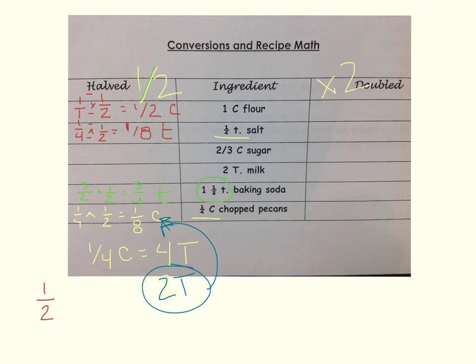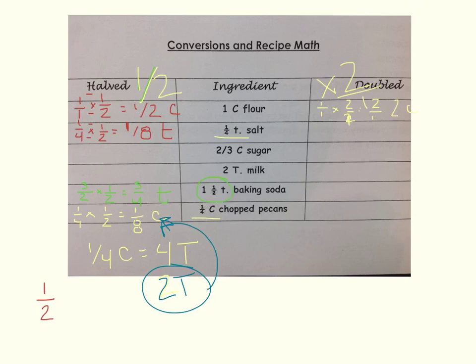Okay, now we are going to go to the other side, and we are going to double. So this is really just multiplying everything by 2/1. So 1/1 times 2/1 equals 2/2. Oh, no, that was right, 2/1. Wow, it's been a long time. 2/1. And we get 2/1, so our answer is 2 cups.